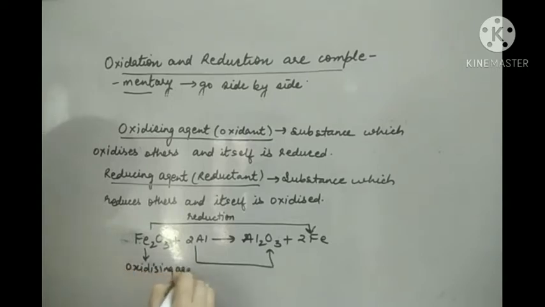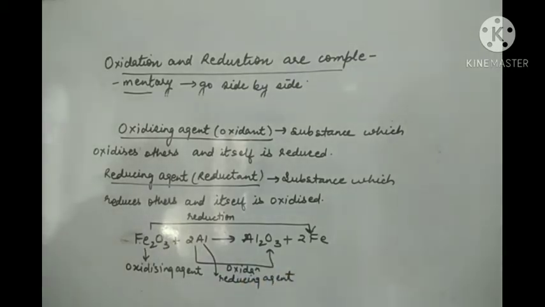So what is my oxidizing agent? Fe2O3. Aluminium is oxidized, so here oxidation is taking place, and the substance which undergoes oxidation is the reducing agent. So what is the reducing agent? Here your aluminium is the reducing agent. So the substance which undergoes reduction is the oxidizing agent, and the substance which undergoes oxidation is the reducing agent.